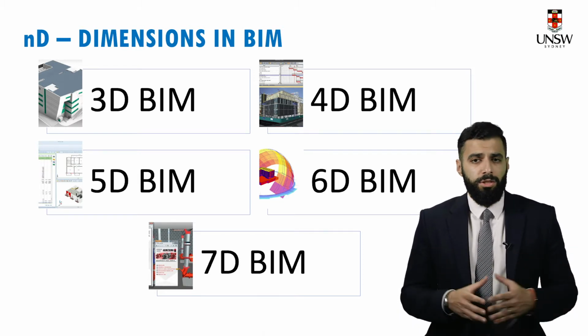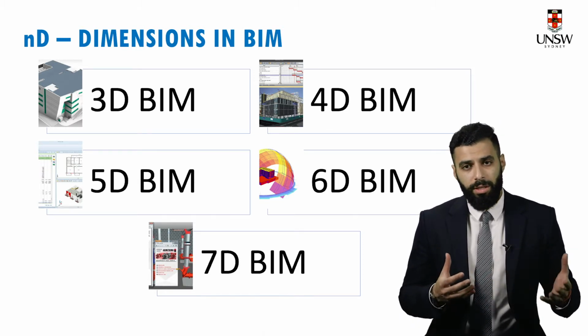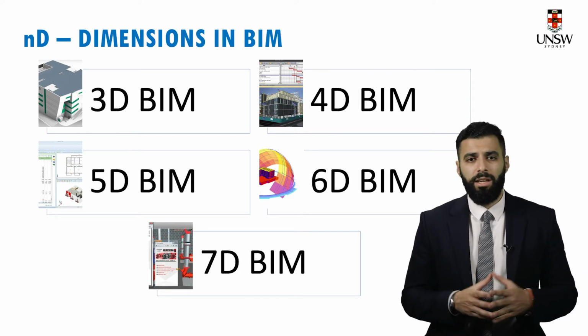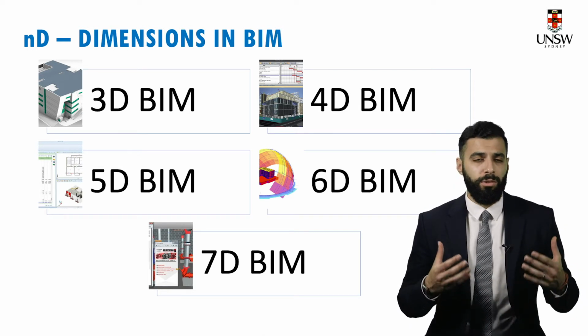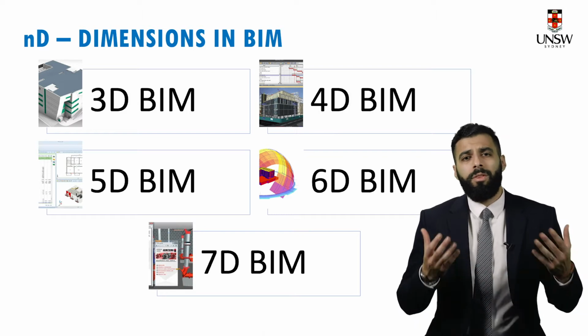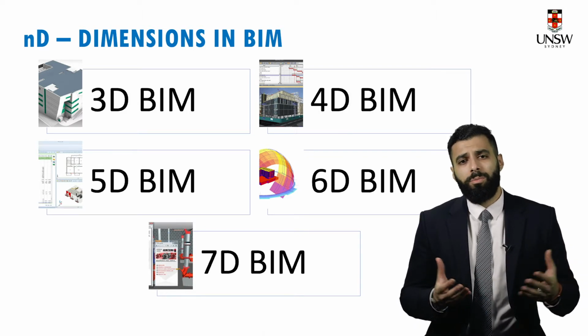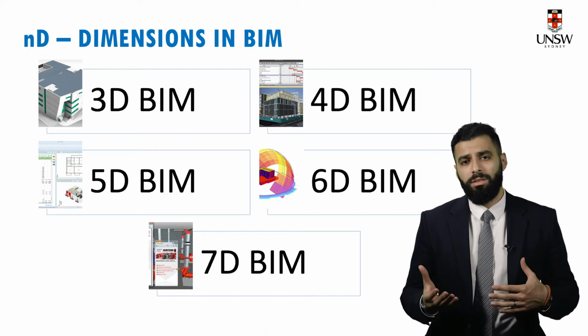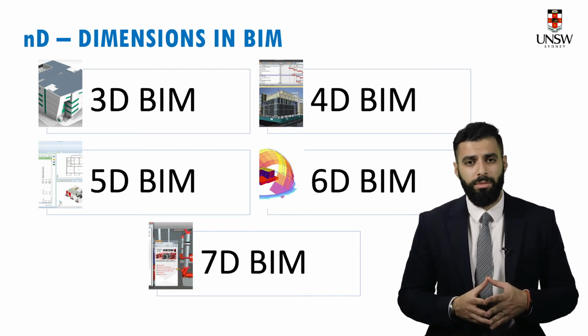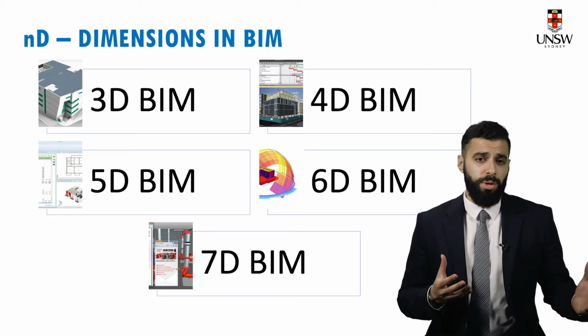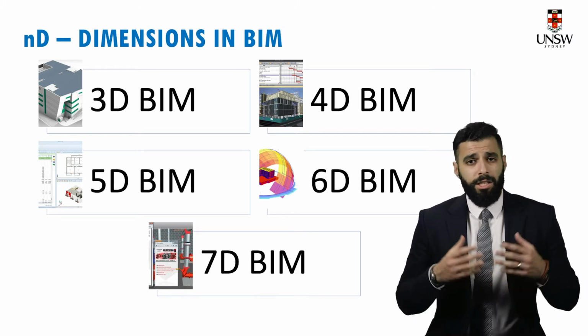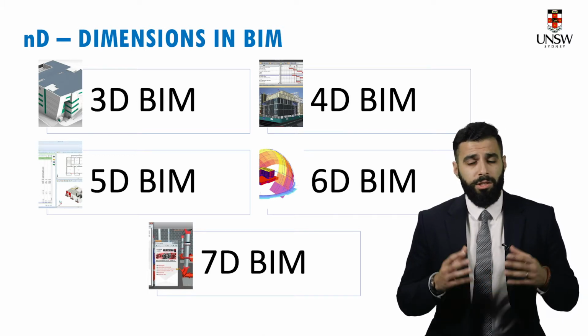Each of these dimensions requires a different set of data to be linked, a different modeling technique, a different application in the life cycle of the project. Remember that BIM can be used for both building and infrastructure projects. Now, the easiest dimension of BIM to comprehend is actually the 3D BIM. So that's the first dimension.